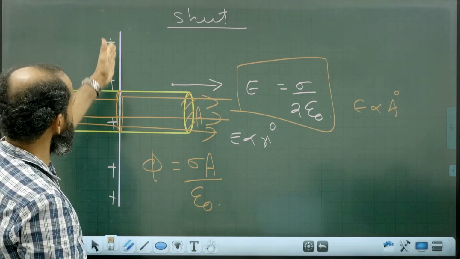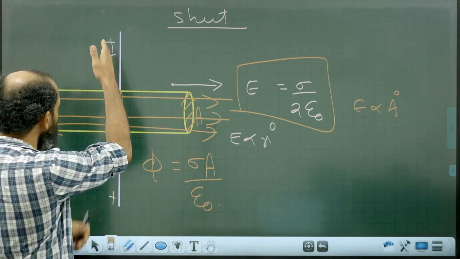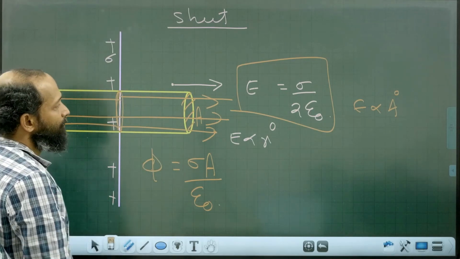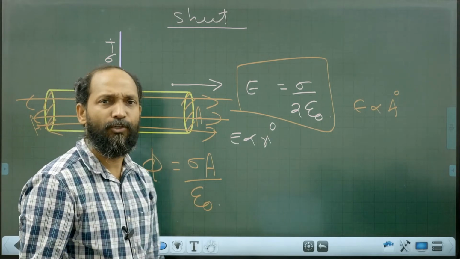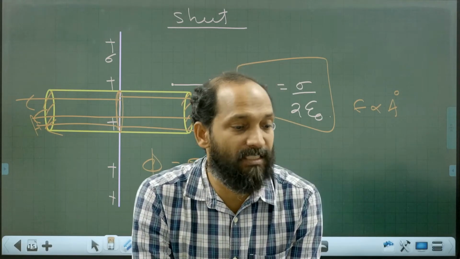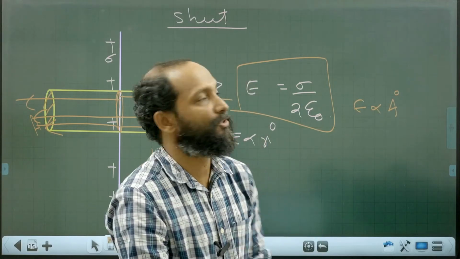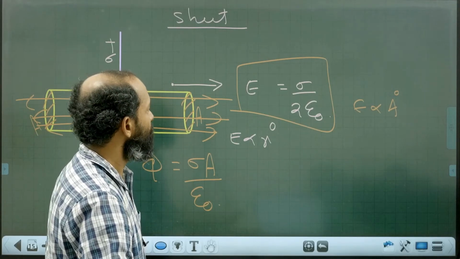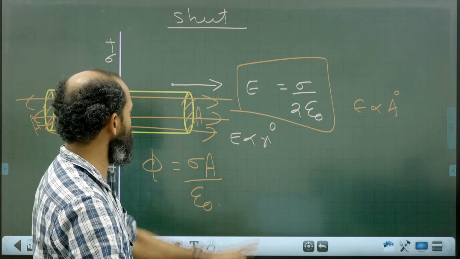If it is an insulating sheet, it is sigma by 2 epsilon 0. But if it was a conducting one, charges would have been spread on both sides equally. Then this answer would have been sigma by epsilon 0. That's the general formula for field near the surface of any charged conductor. Field near the surface of any charged conductor is sigma by epsilon 0. So field due to an infinite sheet of charge, that is a non-conducting or insulating one, uniformly charged, is sigma by 2 epsilon 0. This formula is very important.